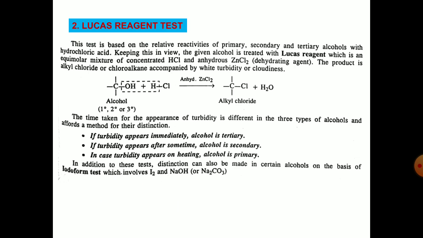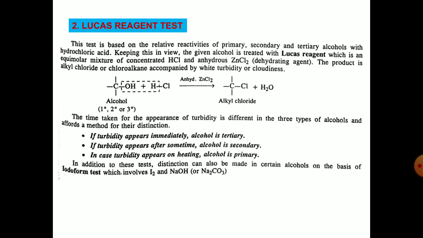Another test is the Lucas reagent test. Students, I have already told you, in the preparation of alkyl chloride, the reaction of alcohol with HCl in presence of anhydrous zinc chloride. You know that HCl with anhydrous zinc chloride is known as Lucas reagent. When it is treated with alcohols, which alcohol will react faster? The tertiary alcohol will quickly react to form a turbidity or cloudiness at the neck of the test tube.